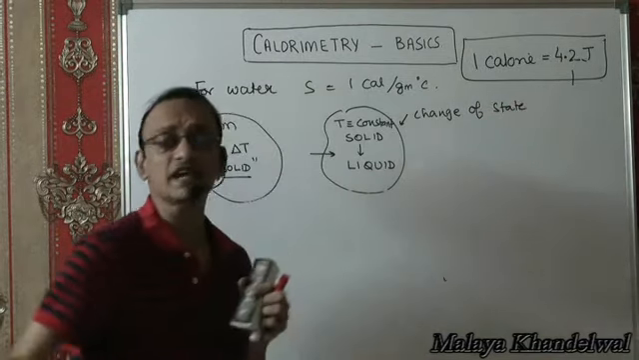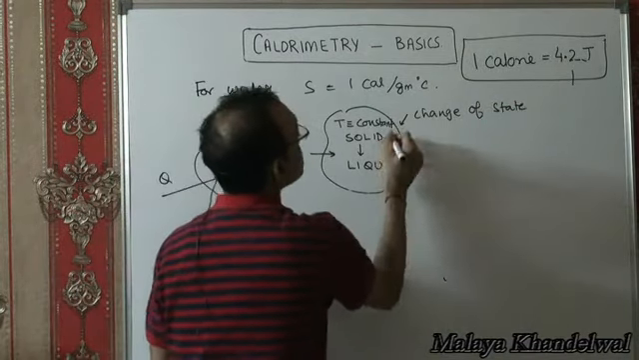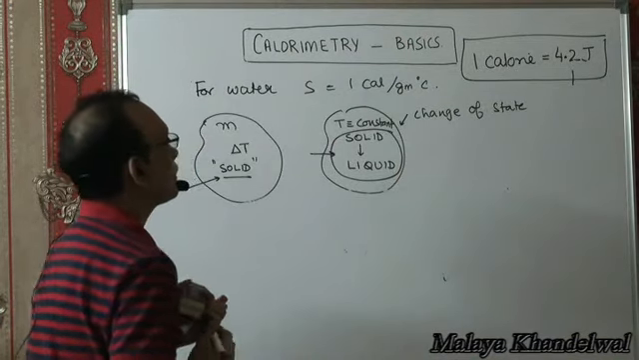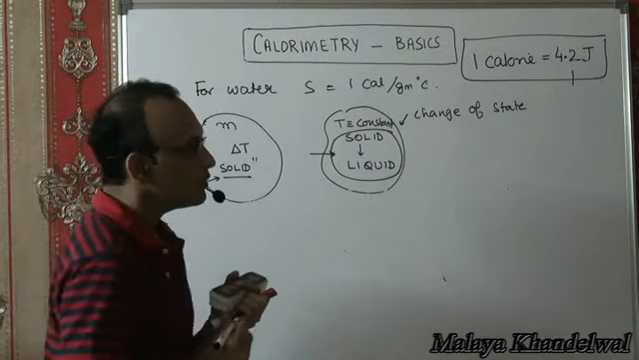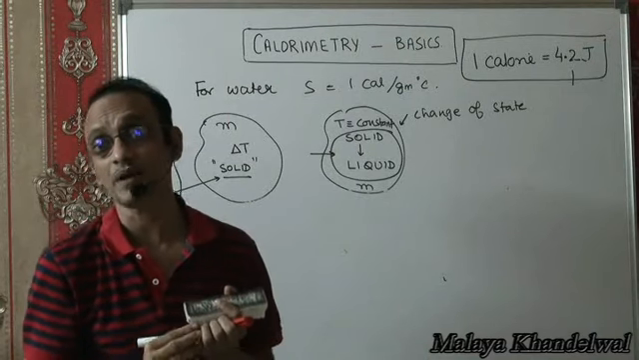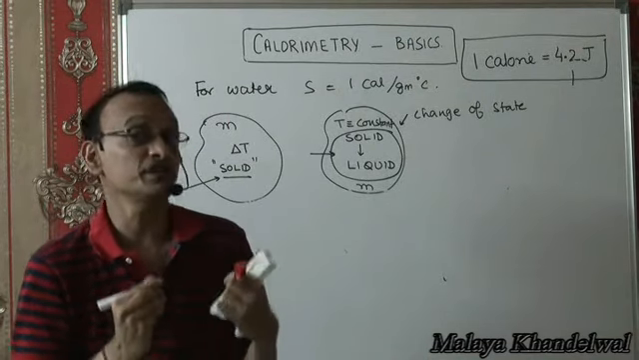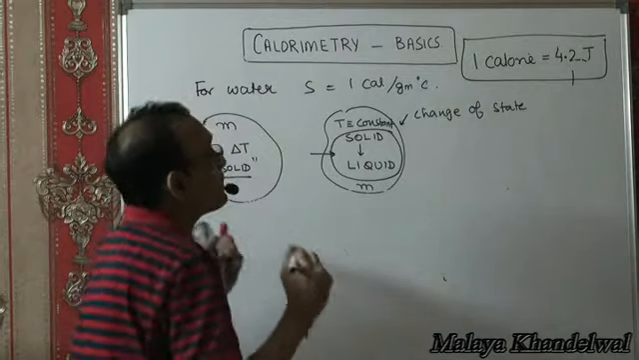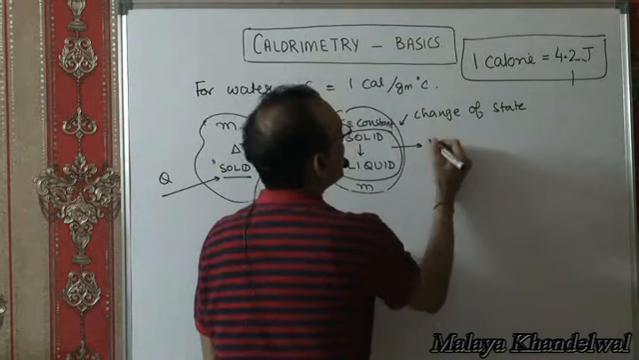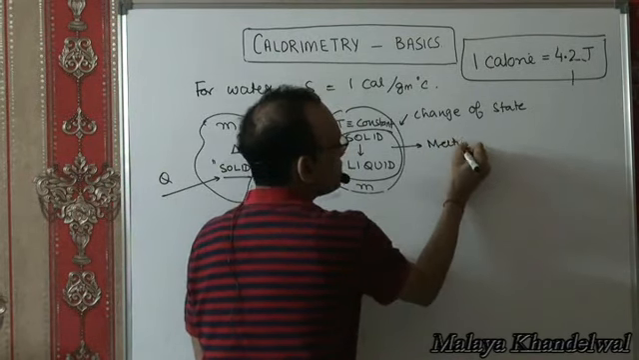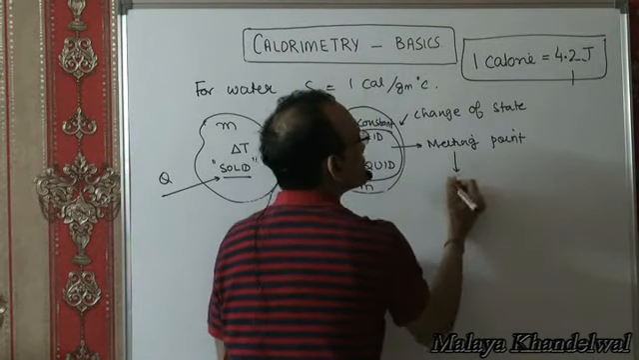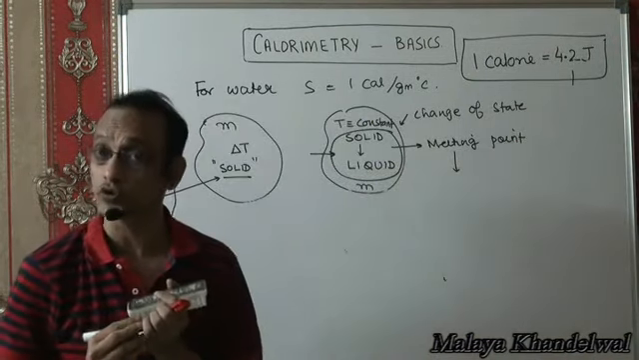A change of state is taking place. In this case, let's say solid to liquid. If I have a substance of mass m, then the amount of heat required, and at what temperature would this change of state take place? At the melting point. At the melting point of the substance, a change of state from solid to liquid is going to occur.